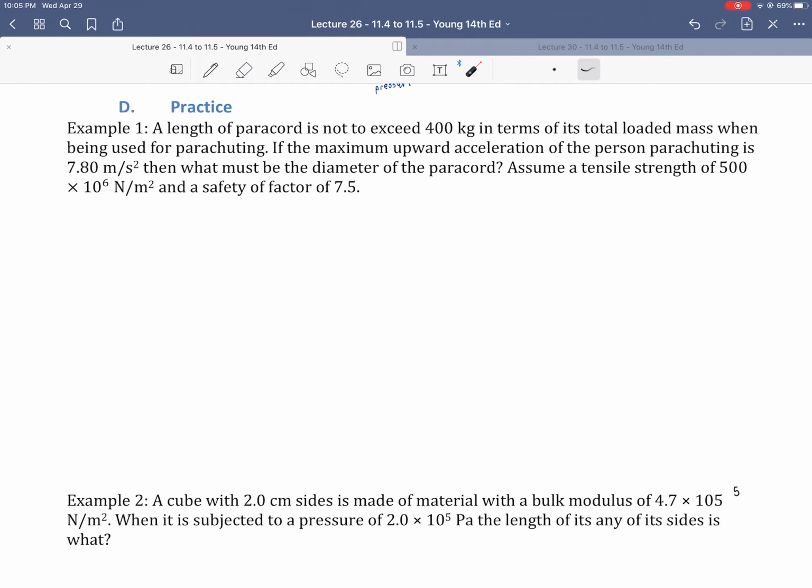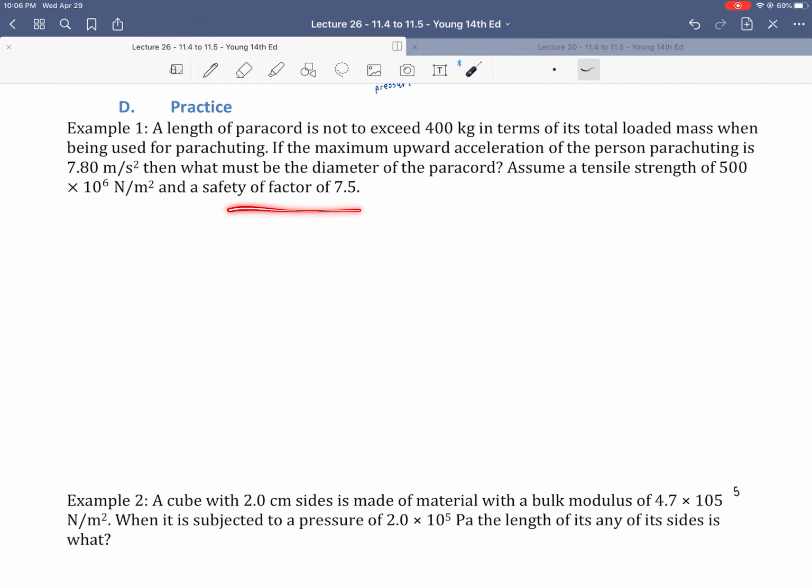Okay, so this is how we know it's going to be a stress and strain type of problem, because we're given the cross-sectional area of the cord, and then we're going to relate that to some material property of the paracord, using the equation of the elastic modulus. Okay, we're to assume a tensile strength of 500 times 10 to the 6 newtons per square meter. So that is our Young's modulus or elastic modulus right there. And you'd either be told the exact material and look it up in a table, or in this case, you're just given it.